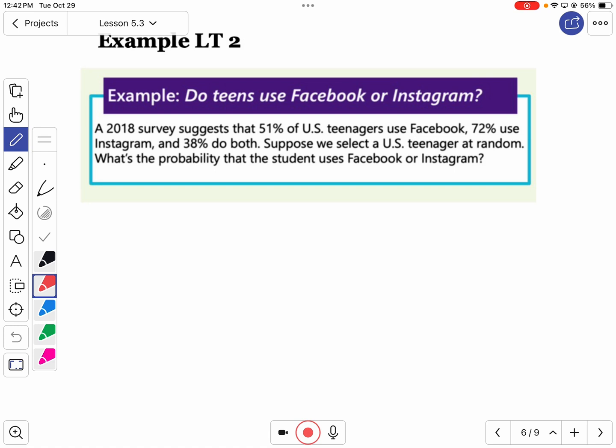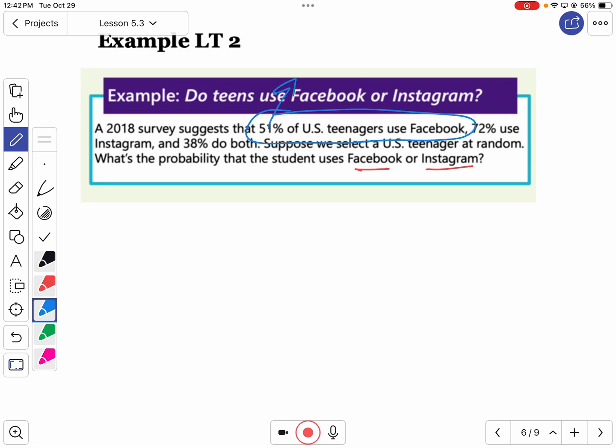Let's look at example 2. A 2018 survey suggests that 51% of U.S. teenagers use Facebook, 72% use Instagram, and 38% do both. So let's say we select a teenager at random. What's the probability the student uses Facebook or Instagram? Anytime it's an or, we're going to add. Let's start with Facebook. How many of them use Facebook?